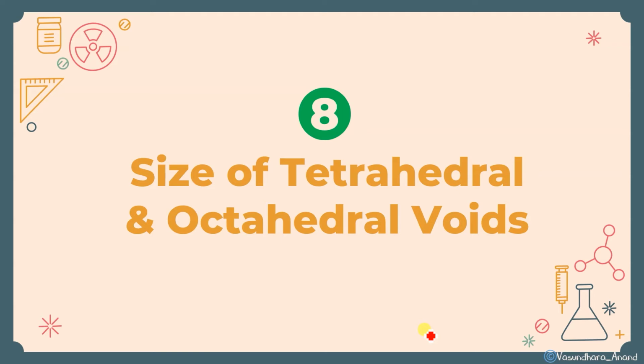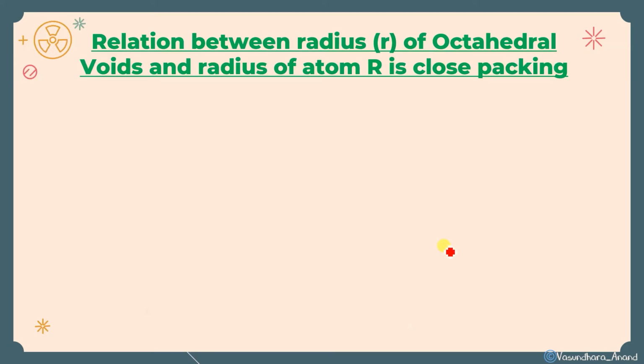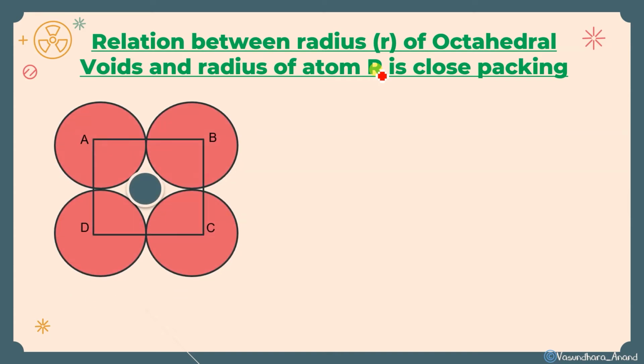So let's find the relation between this radius R, and the one mentioned with the small r, because it is a void. So I am using two different r for this. This small r is showing the radius of the octahedral void, and this capital R is the radius of the atom, that means the anion, in the close packed structure. So let me consider a structure over here. We can see there are atoms at all the corners, and in this there is the octahedral void.